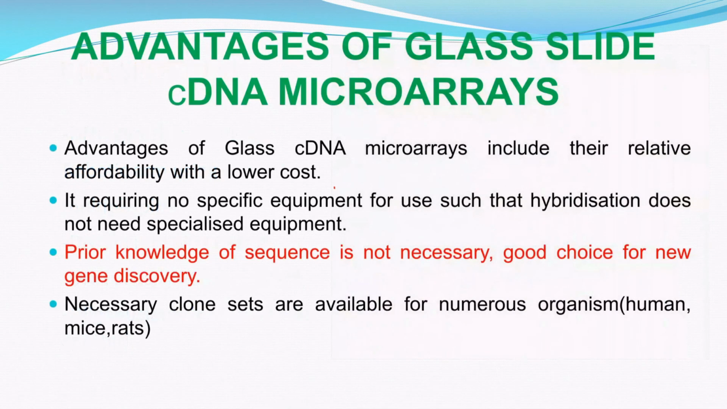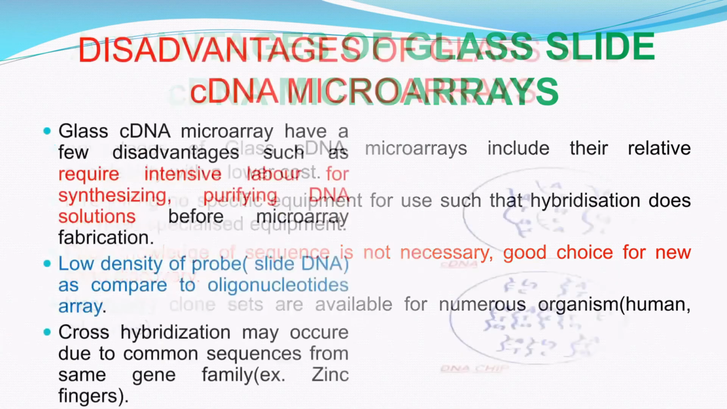What is the advantage of glass slide over DNA chip? The main one is lower cost. The second is that prior knowledge of the sequence is not necessary, because we are not synthesizing any complementary copy, we directly attach the particular gene to a particular spot. On the other hand, in the DNA chip we synthesize only a short oligonucleotide, a short sequence of nucleotides, so we need to know the sequence prior to synthesis of the oligonucleotide. That is the main advantage of glass slides over DNA chip.